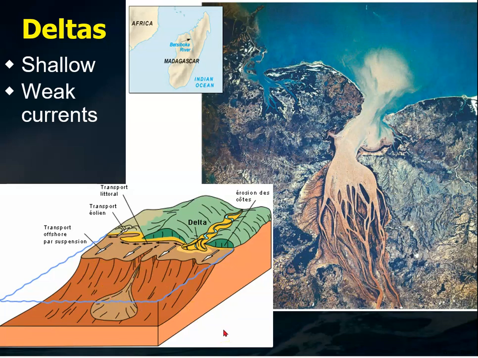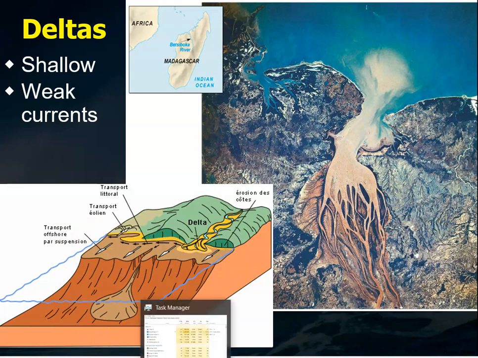So places like off the coast of Madagascar, where you've got really shallow water, the Gulf of Mexico has shallow water near shore, you'll get deltas that can build up pretty extensively. You also have to have weak longshore currents, because if that current is really strong, it will carry away the sediments and they're not really going to be allowed to build up very well.